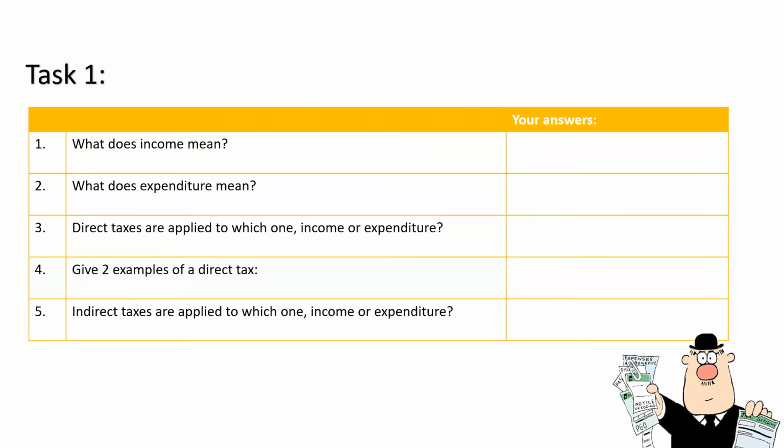Question 4. Give 2 examples of direct tax. Let's see if you can remember from the last slide. It's direct tax, so that means the more you earn, the more you pay, so it's all to do with earnings, and there were 3 to choose from in order to give some examples of direct tax. So let's see if you pick the right slide to go back and revise from. And question 5, indirect taxes are applied to which one? Income or expenditure? You've got to choose the right word for your answer. Have a go, see if you remembered, and flick back just to double check.